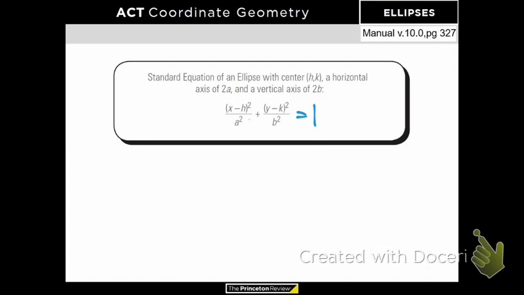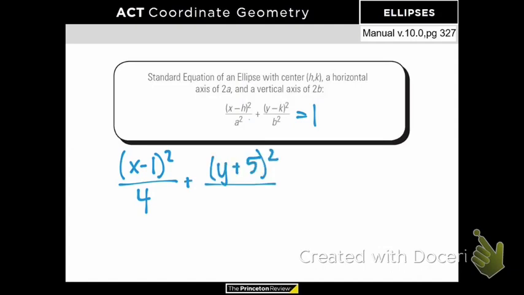Okay, so I'm just going to give us an example here that we can graph. If I have (x minus 1) squared over 4 plus (y plus 5) squared over 16 equals 1, this would be an equation of an ellipse. The center of this would be at positive 1, negative 5, just like we talked about with circles.